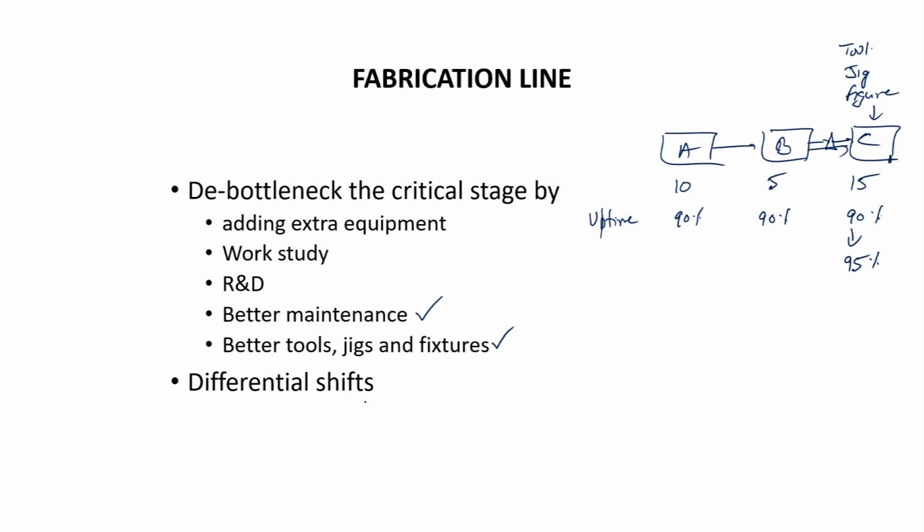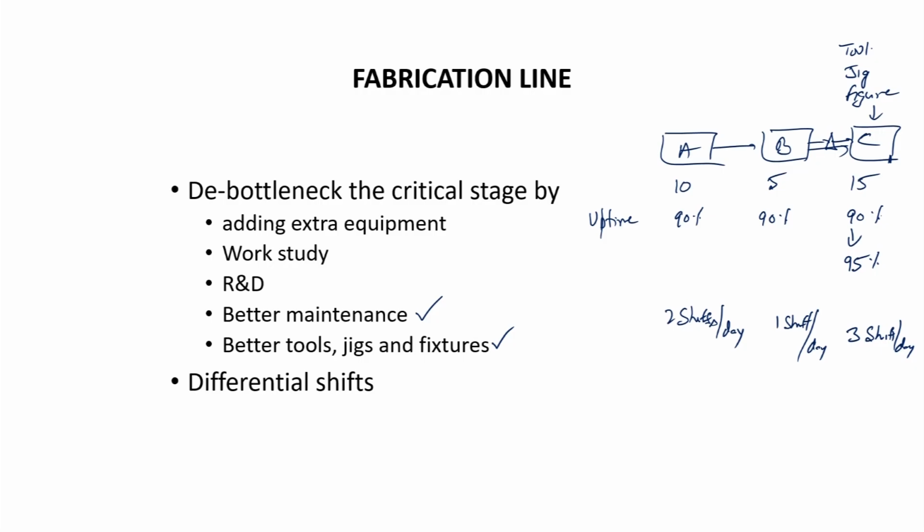If we are not able to do anything about the bottleneck, debottlenecking the critical stage, we can work with differential shifts. We can allow machine 3 to work in 3 shifts per day. Let this work for 1 shift per day and let this work for 2 shifts per day. Okay. So, by doing that, all the 3 machines are going to be 100% utilized, and we can achieve the balancing also, and we can improve our production rate and reduce the cost per unit.